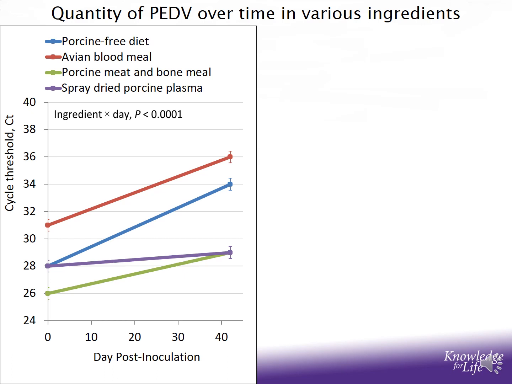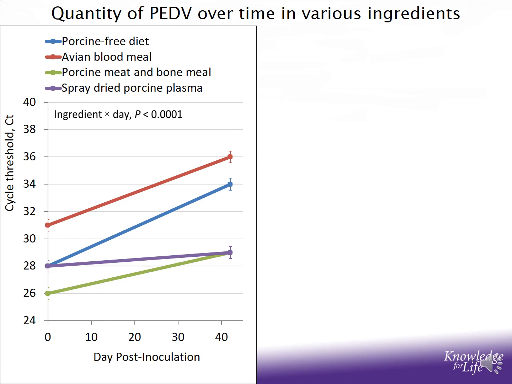However, we've learned through porcine epidemic diarrhea virus that we actually don't have a linear decline. We have a quadratic pattern of viral decline, and that quadratic pattern differs among various feed or ingredients. For example, here on the left, the quantity of detectable PEDV over a 42-day period in 3 ingredients and a complete diet, as reported by Cochrane and others in 2016 and described previously, is shown.